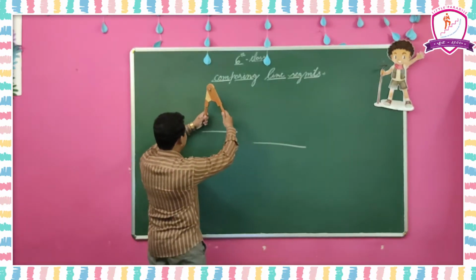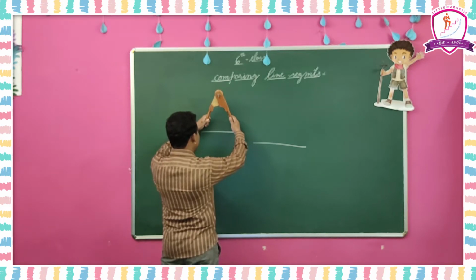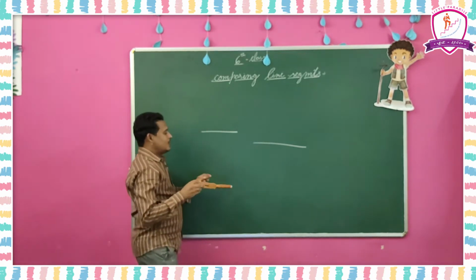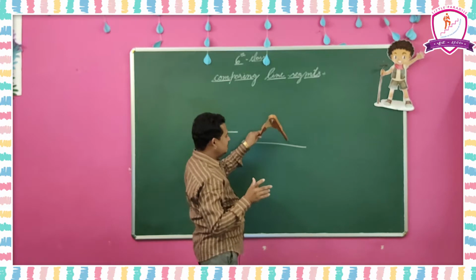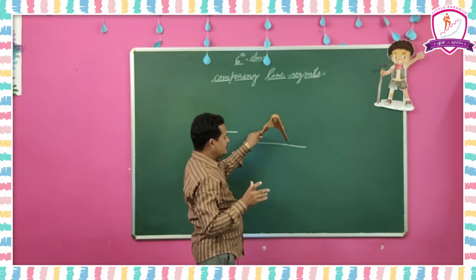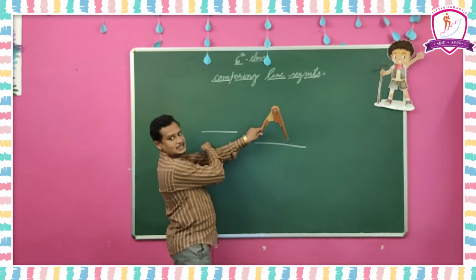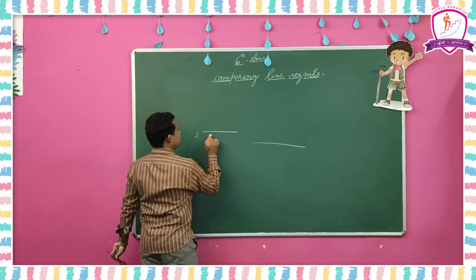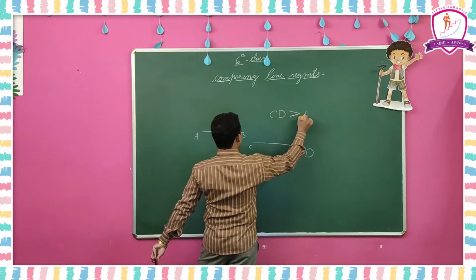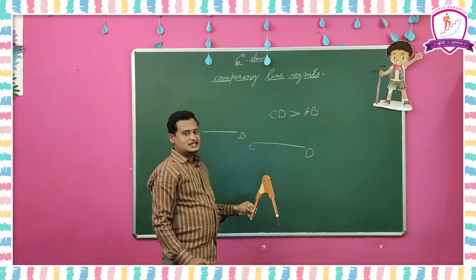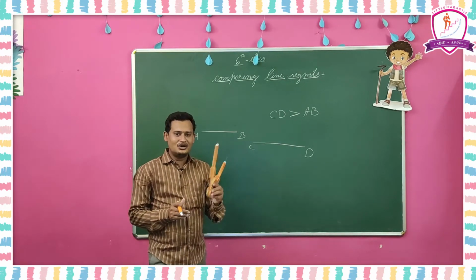Here you have to put the divider, using the two needles, and keep the two needles at the endpoints of the given line segment. One needle at one endpoint, the other needle at the other endpoint. Then this line segment is greater than that line segment. I am going to name them A, B, C, D. So we can say CD is greater than AB. Like that we can compare line segments using the divider.